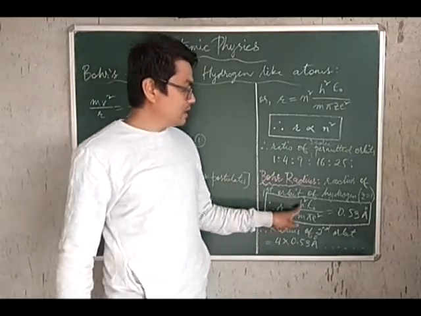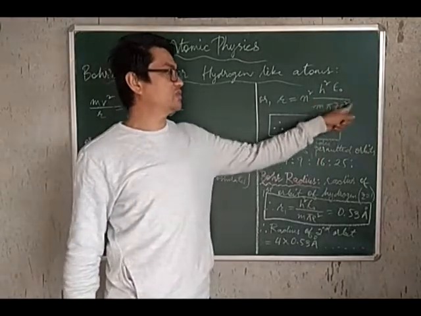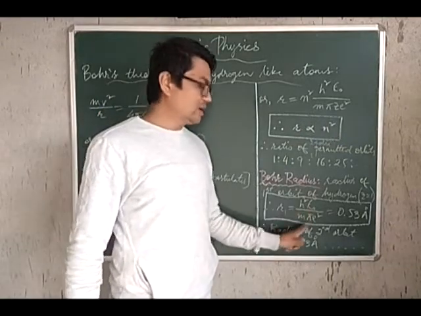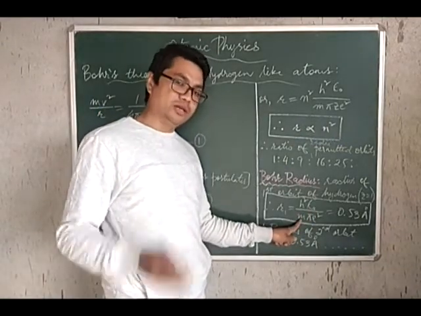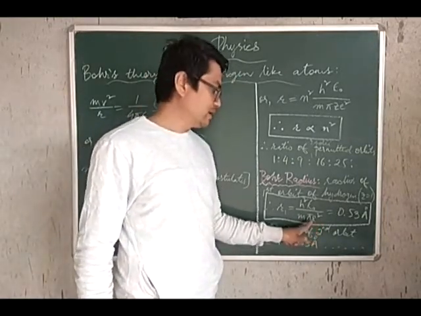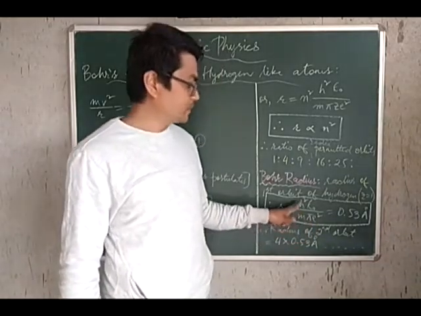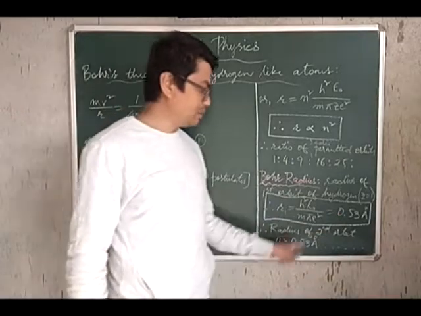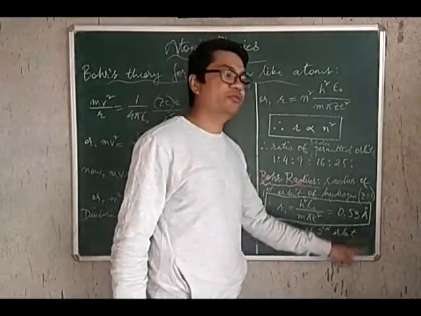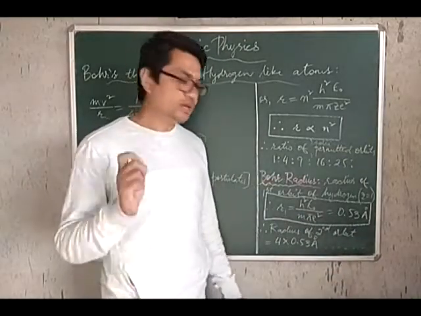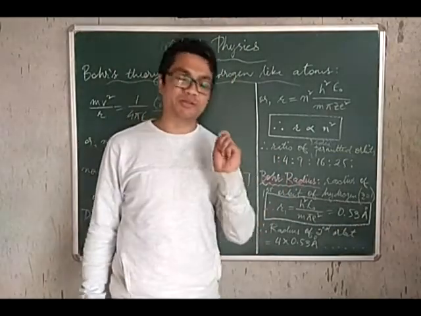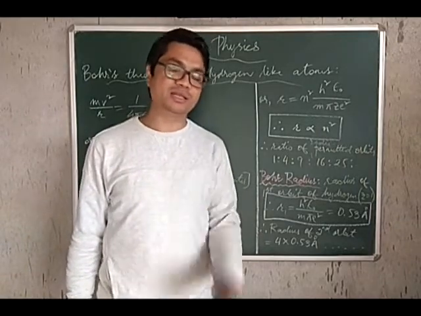So R1 is, from this expression, n squared epsilon naught h squared divided by m pi e squared Z. Z is also 1, n is also 1, and all are constants, as you can see. m is the mass of the electron, 9.1 into 10 to the power minus 31 kilogram, e is 1.6 into 10 to the power minus 19, pi is 3.14, h is Planck's constant, epsilon naught is the permittivity of free space, don't forget. When you substitute the values, it comes out to be 0.53 angstrom. So Bohr radius, that is the radius of the first orbit of hydrogen, is 0.53 angstrom, or 0.53 into 10 to the power minus 10 meters.